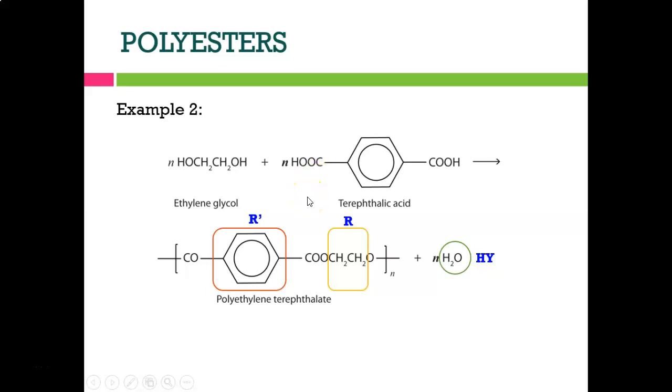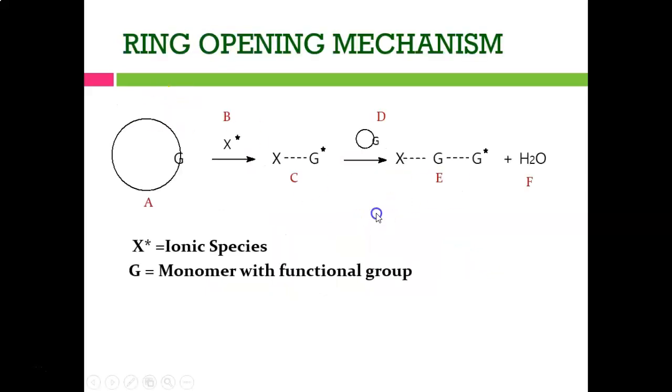So all you have to do is know how to write the structure. If I ask you to draw the polyethylene terephthalate reaction, you can refer to this slide. This one involves the aromatic reaction. X star is the ionic species, and G is the monomer with the functional groups.